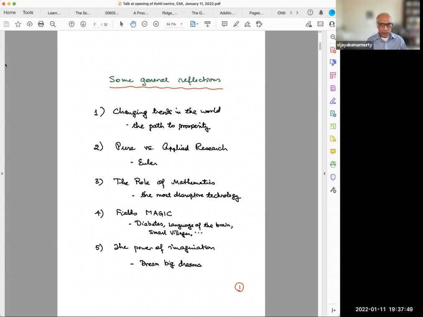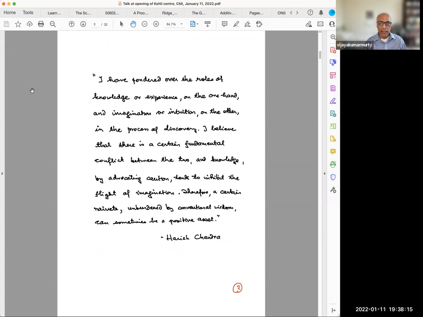The final thing I want to mention is the power of imagination. So when we think of our world, the world we see outside, and our own inner world, the world of ideas, don't underestimate the power of imagination. All of us are dreamers. So if we're going to dream, then let's dream big dreams. I give you a quote from Harish-Chandra, a very solid, leading mathematician who almost single-handedly developed the representation theory of semisimple Lie groups.